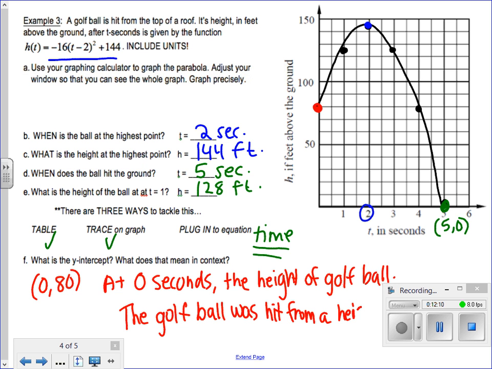So the golf ball was hit from a height of 80 feet. So about, 80 feet, 8 stories above the ground.